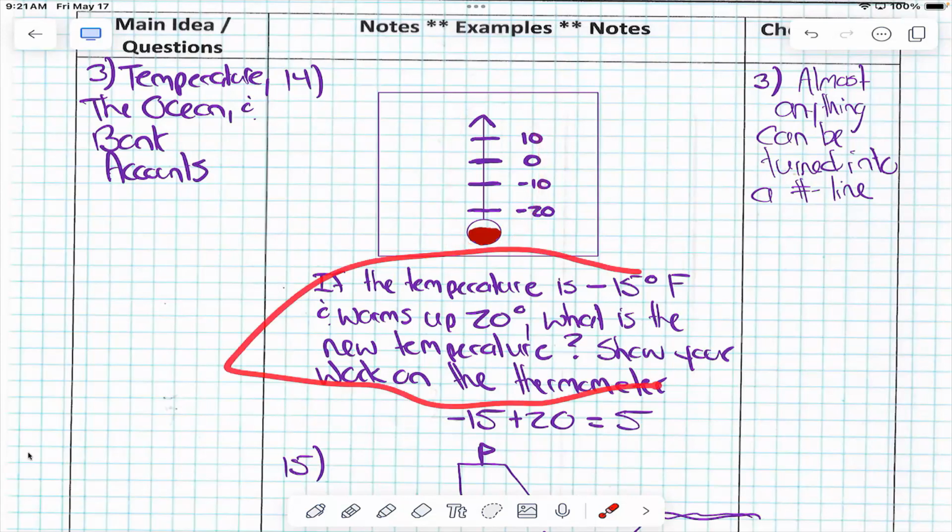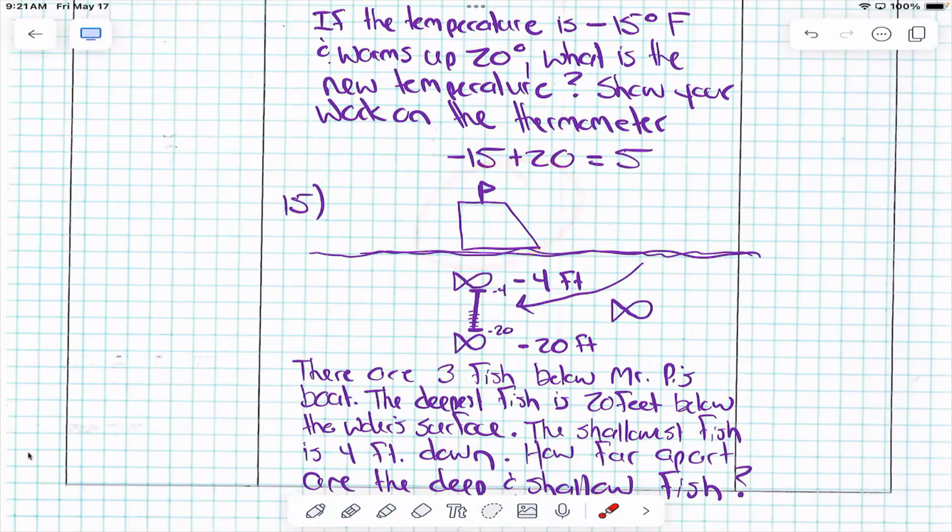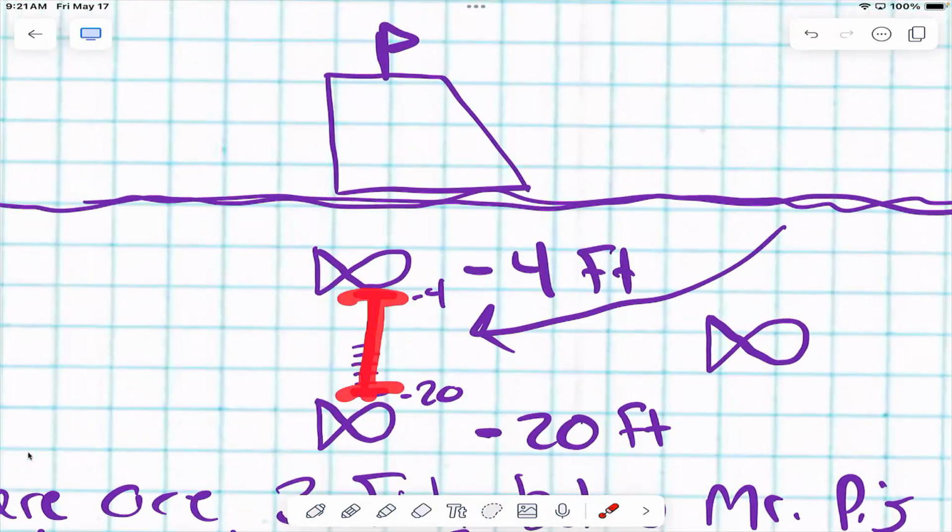So the scenario right here, I'm not going to read it to you because we've already done it, but if you read the scenario and just use your starting point and use the thermometer or the number line, are you probably going to arrive at whatever answer they're asking you? Yes. That's my sailboat. These are fish. I was asking you how far apart the fish are, right? What did I draw? A number line.